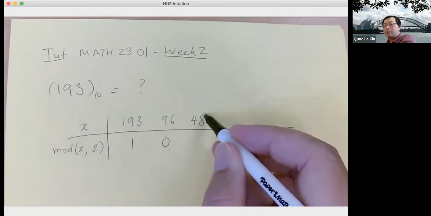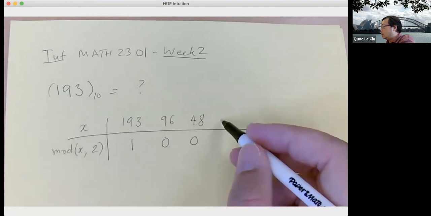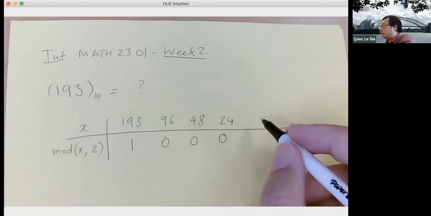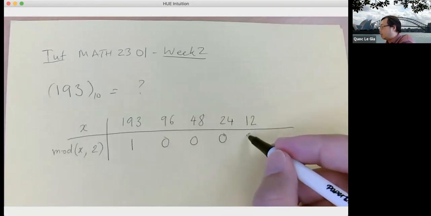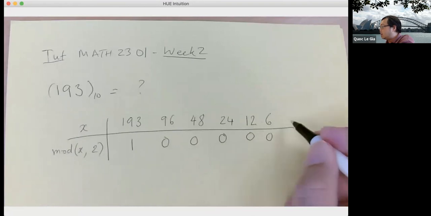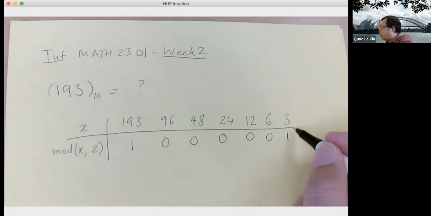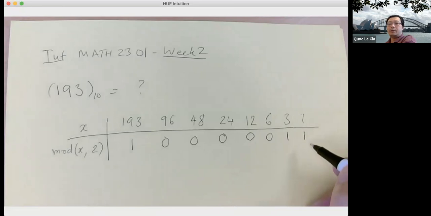Then you divide by 2, you get 48, remainder is 0. You get 24, divided by 2, remainder is 0. Then you get 12, remainder is 0. 6, remainder is 0. 3, remainder is 1. And now when you divide 1 by 2, well, it's 0.5, but you take away the fractional part, so it's 0, and the remainder is 1. So you have to stop the algorithm here.